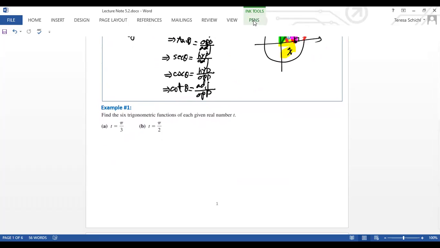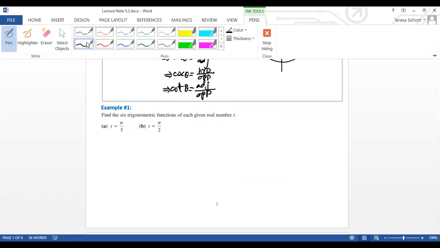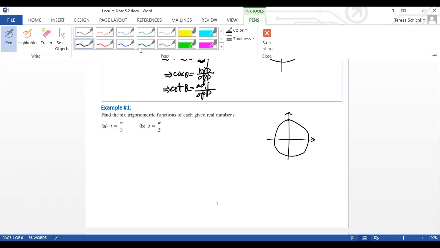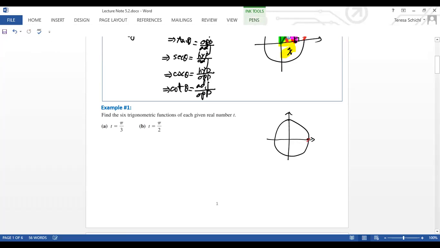Okay, so let's take a look at the first example here. Let's say find the six trig functions of the given value. When t is equal to pi over 3, if you still remember from the previous, right? That means you start here, you travel pi over 3 here. So here is the terminal point.